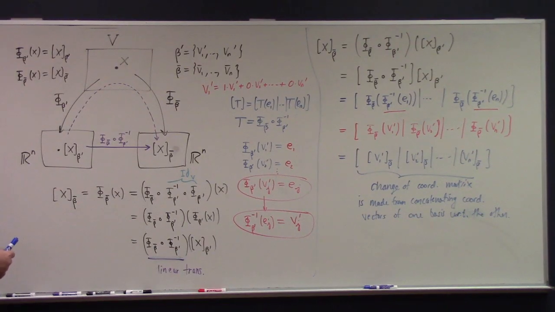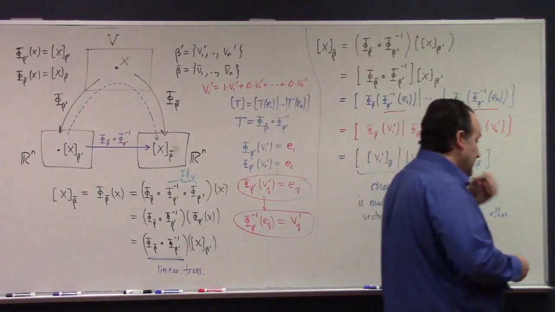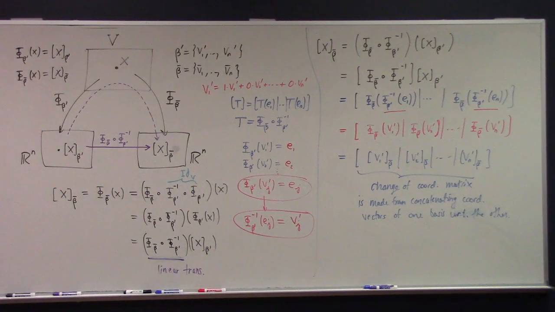Now, we can connect this discussion, right? We can look at the coordinate matrix of phi beta bar composed with phi beta prime inverse, right? I'm telling you it's equal to v1 prime beta bar through vn prime.